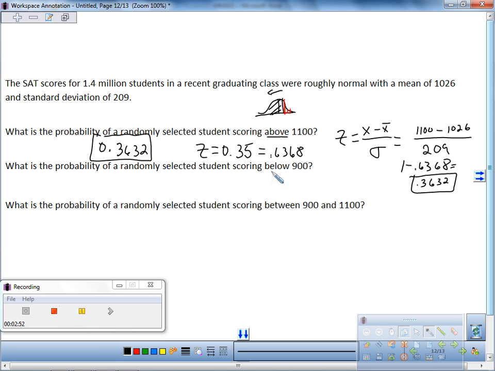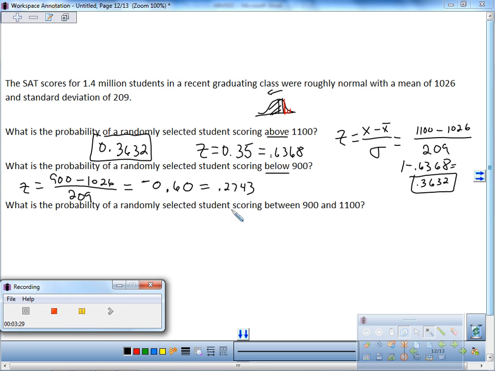Alright, now let's look at the probability of picking somebody below 900. Now when you have below, I'll go through and explain that in a second. But let's go ahead and find our z-score. So our z-score for this one would be the 900 minus 1026 all divided by 209. Okay, so we end up with negative 0.60 for our z-score.